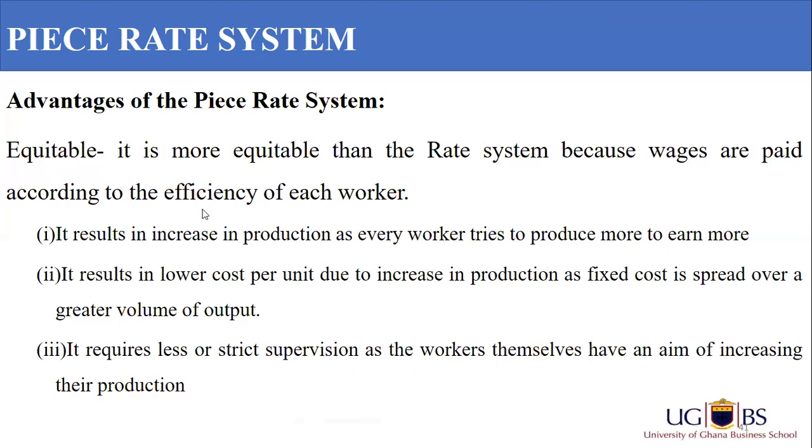It is more equitable than the time rate system because wages are paid according to the efficiency of each worker. It results in an increase in production as every worker tries to produce more to earn more. It results in lower cost per unit due to the increase in production, as fixed cost is spread over the greater volume of output. It requires less strict supervision as the workers themselves aim to increase their production, right? Since they want more money, you don't even need to supervise them. They are going to work more by themselves.